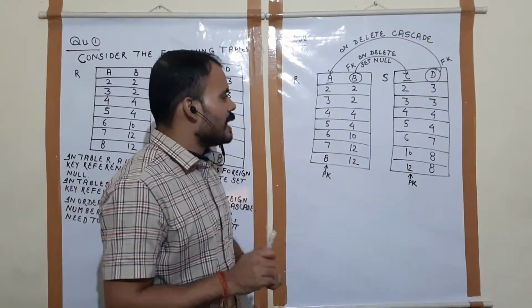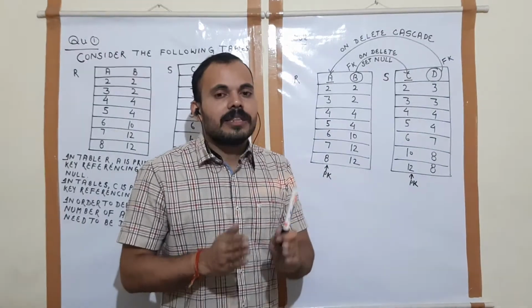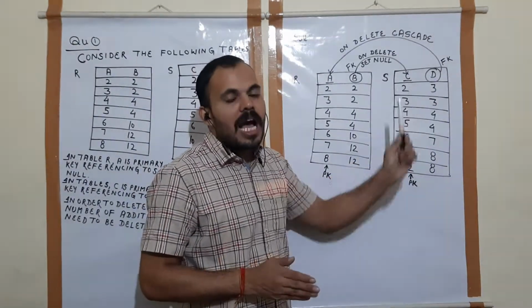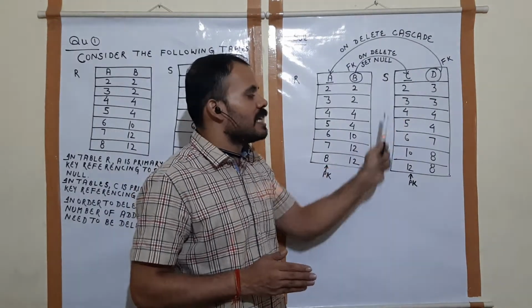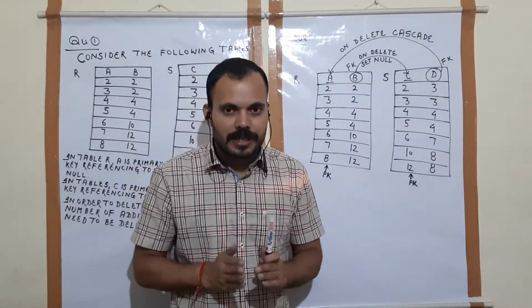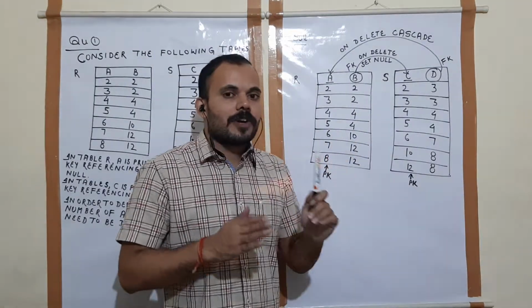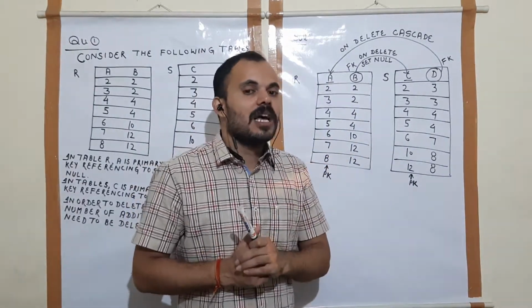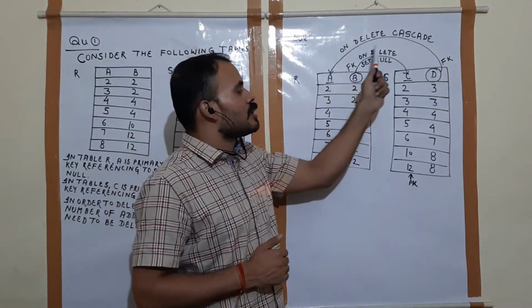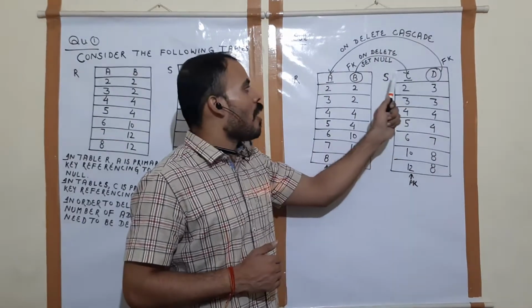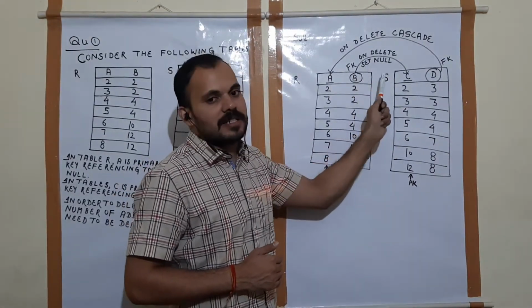But see, in the table S, there is only one key, that is the attribute C, and attribute C is the primary key. It is given in the question. So the foreign key B referencing to the relation S means the foreign key B is referencing to the primary key C of the relation S with on delete set null.